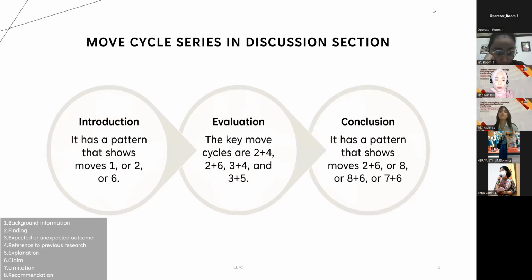And then from those communicative moves, we can categorize into 3 move cycle series. The first one is introductions, and it has a pattern that shows moves 1, 2, or 6. And then the second series is evaluations. It consists of 2 plus 4, 2 plus 6, 3 plus 4, and 3 plus 5. And then the last one is conclusions. It has a pattern that shows moves 2 plus 6, or 8 plus 6, or 7 plus 8. So here the numbers refer to the moves that I mentioned before.